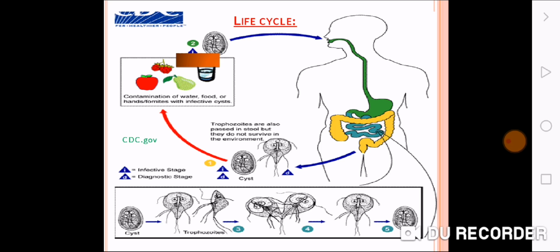Life cycle. The mature cyst is the infective stage. It's found on surfaces, in soil, food, and water that have been contaminated with feces from infected individuals. Trophozoites can also be found in feces, but the problem with trophozoites is that they are fragile. They can't withstand the environment.